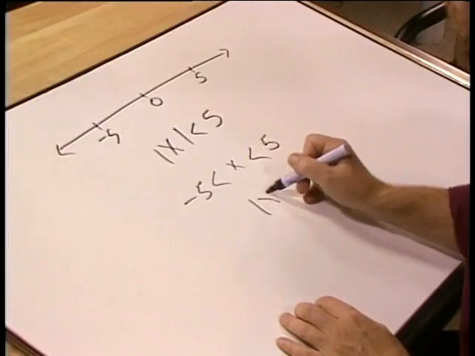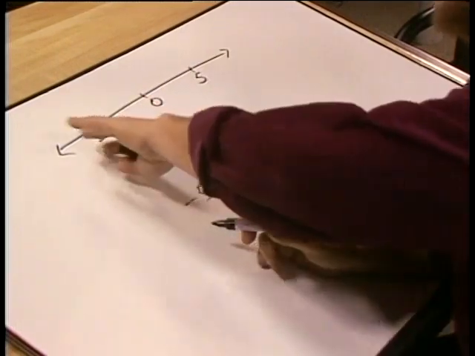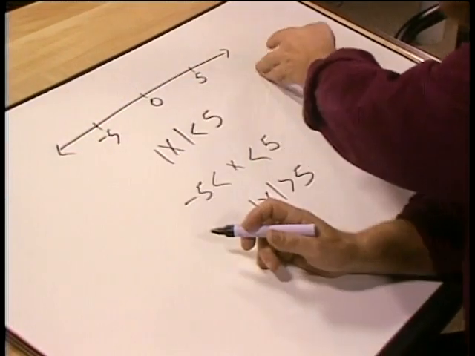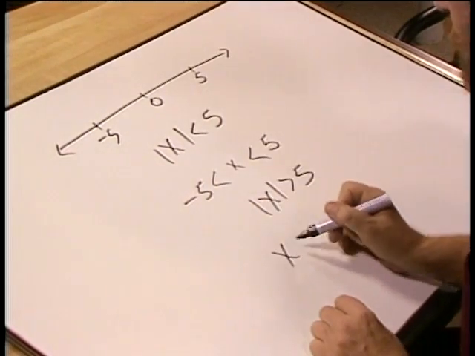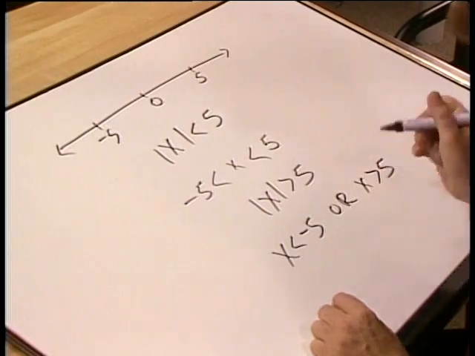In a similar way, the solution of the absolute value of x is greater than 5 is going to be all the numbers that are less than -5 or greater than 5. And we can write that x less than -5 or x greater than 5.